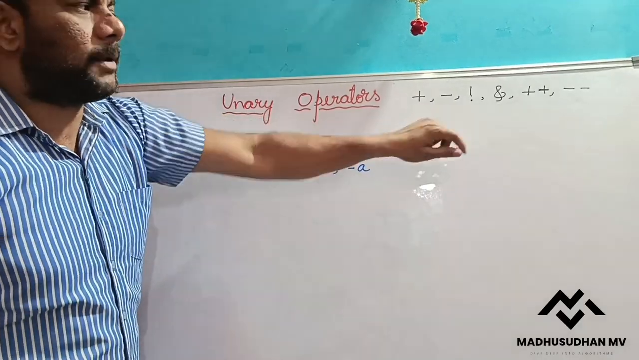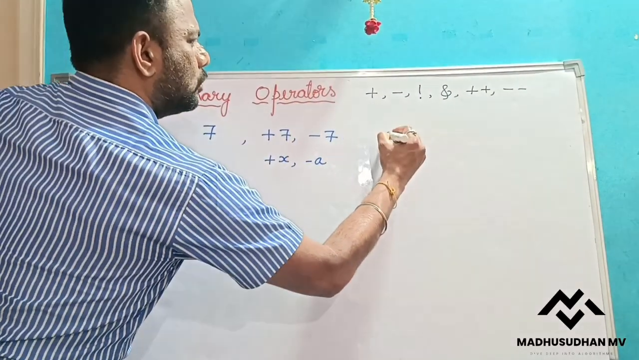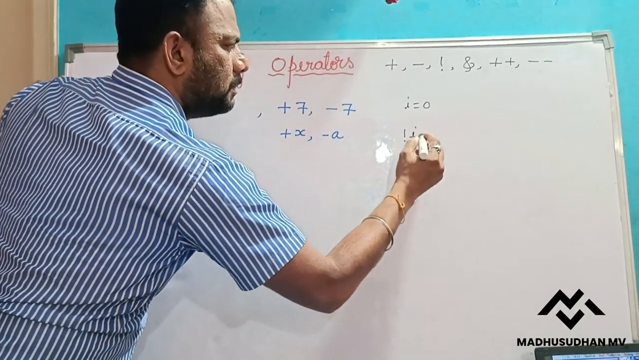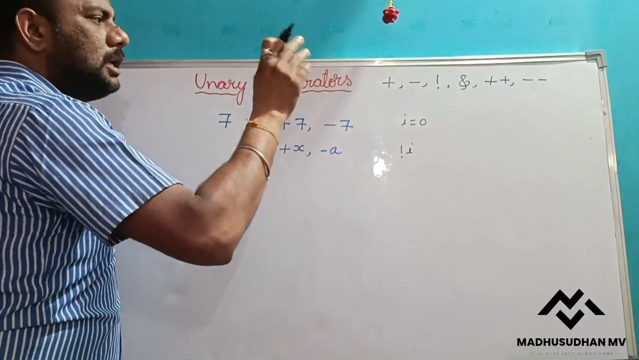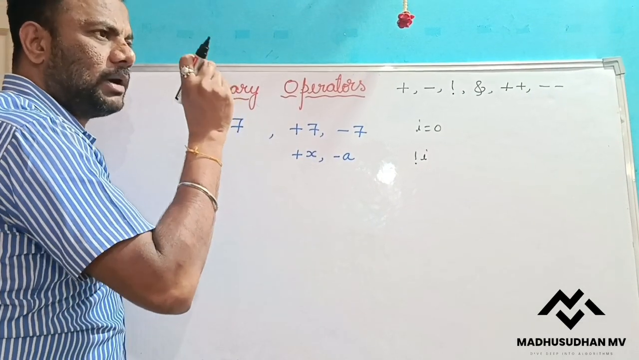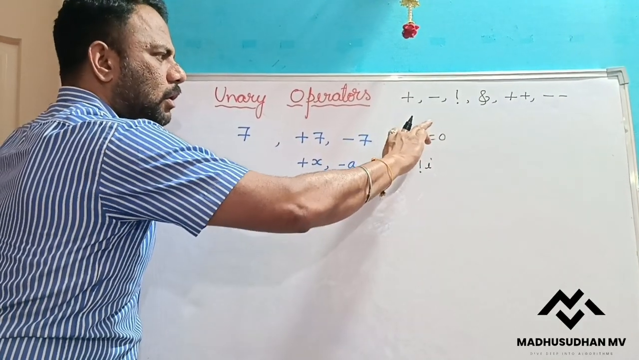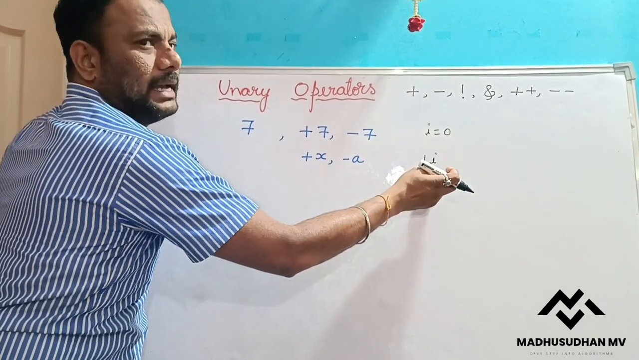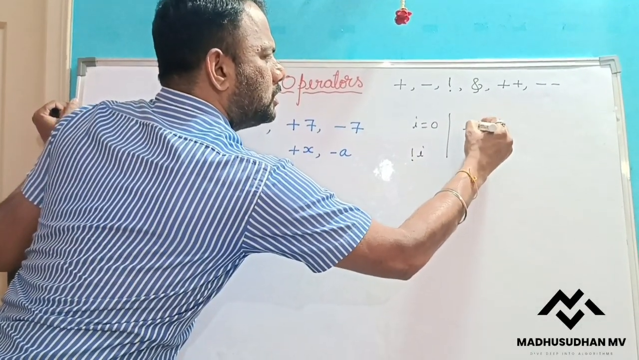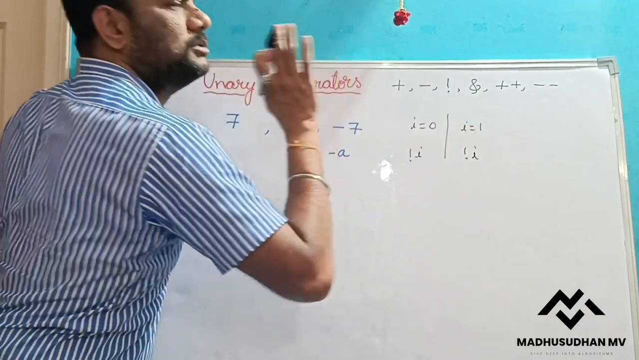Now the logical not. Suppose I am using one variable, i is equal to 0. Now if I say not i, that means not i is 1. In order to complement the result, in digital we say 0 is false and 1 is true. The result is 0. If you want to make it the complement, I will apply not i. So not i becomes 1. Similarly, if the value of i is already 1 and I say not i, it becomes 0.